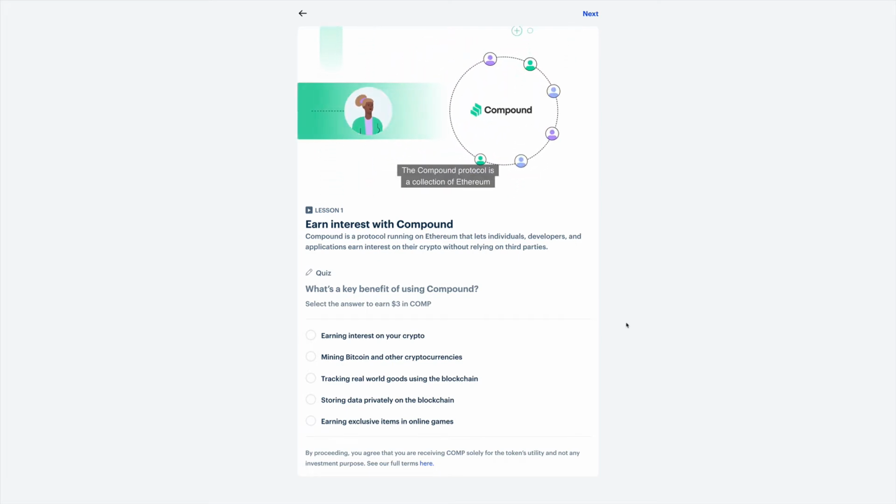The Compound protocol is a collection of Ethereum smart contracts, meaning it's both decentralized and completely autonomous. It allows Maya, as well as developers using Compound, to stop relying on and paying fees to third parties. That gives it a big advantage over traditional finance.